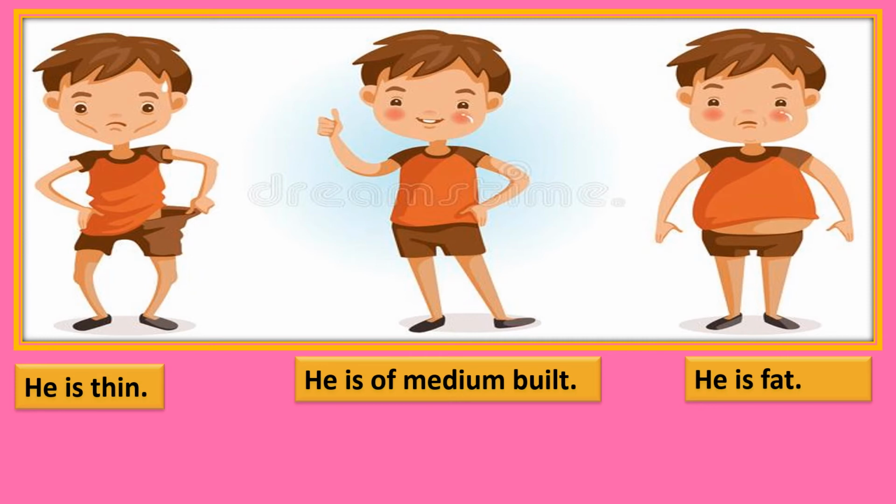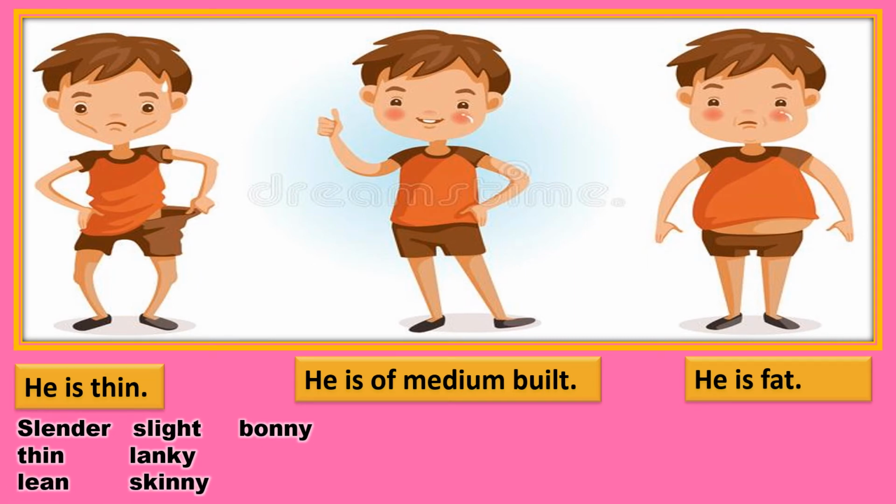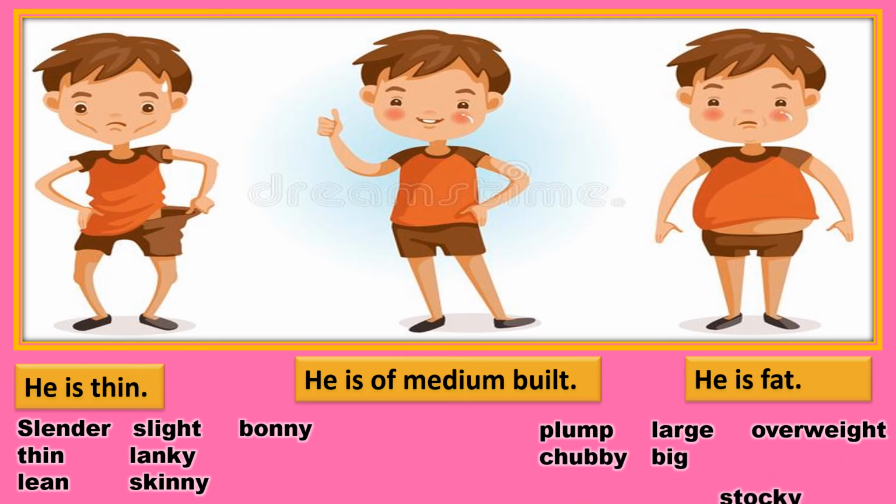So aside from thin, medium built, and fat, you can also use the words that we have learned a while ago. So you have he is slender, he is slight, he is bony. Then you can also say if he is very tall, you can say he is lanky. Then you can also use the word lean and skinny. For he is fat, you can also say he is plump, he is large, he is overweight. He is chubby, he is big, he is stocky, he is round, he is heavy. And yes, you can also say that he is curvy.